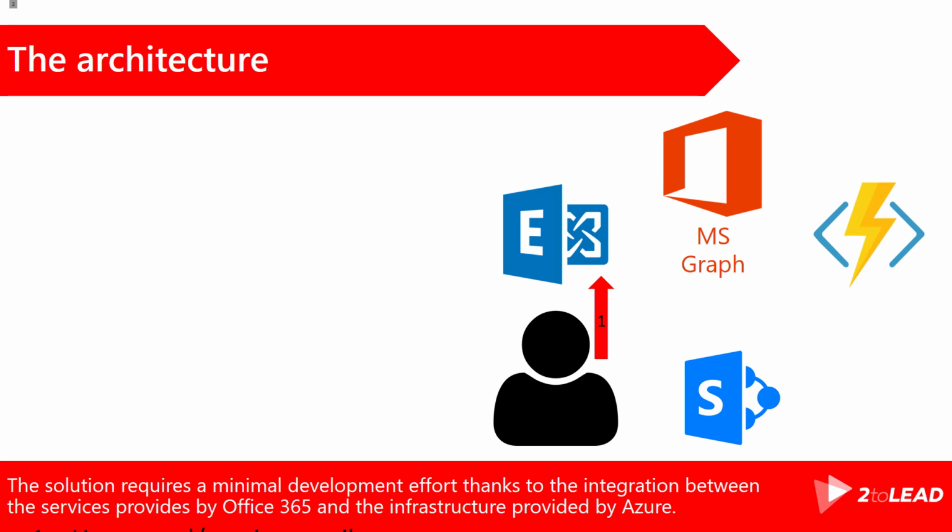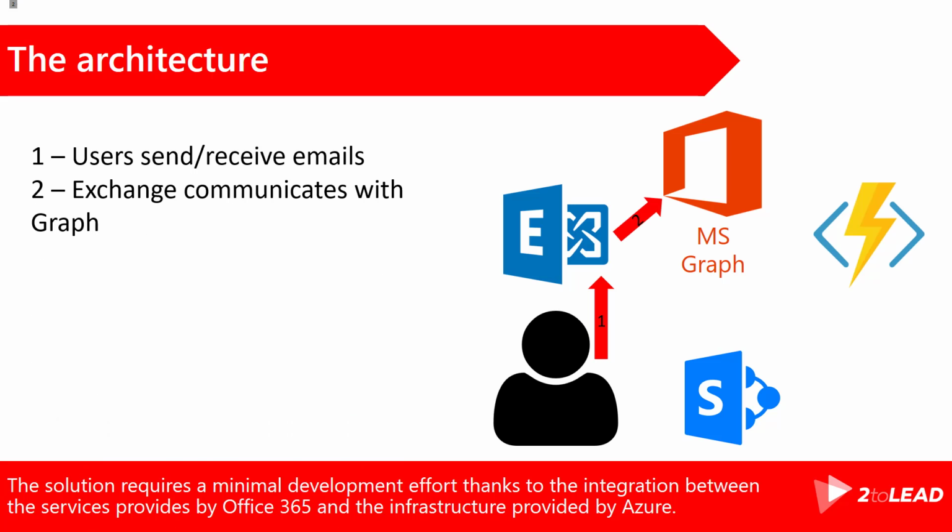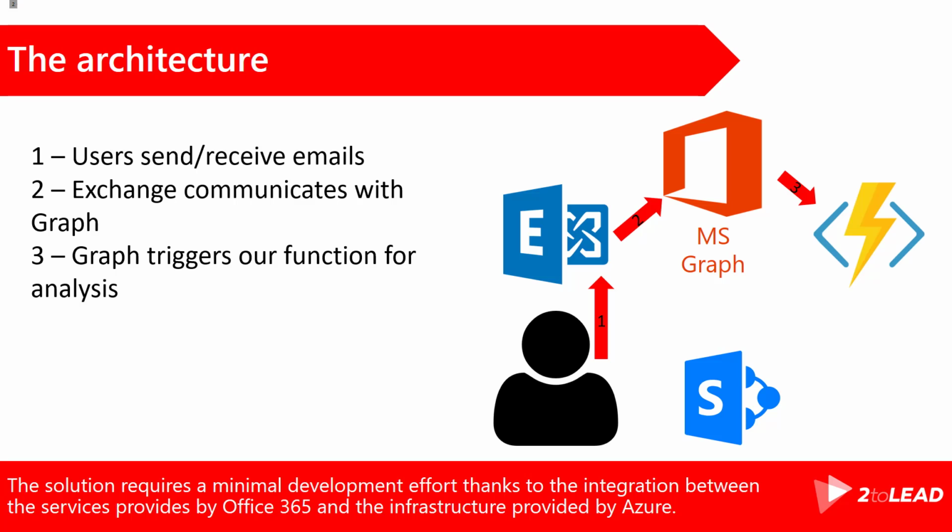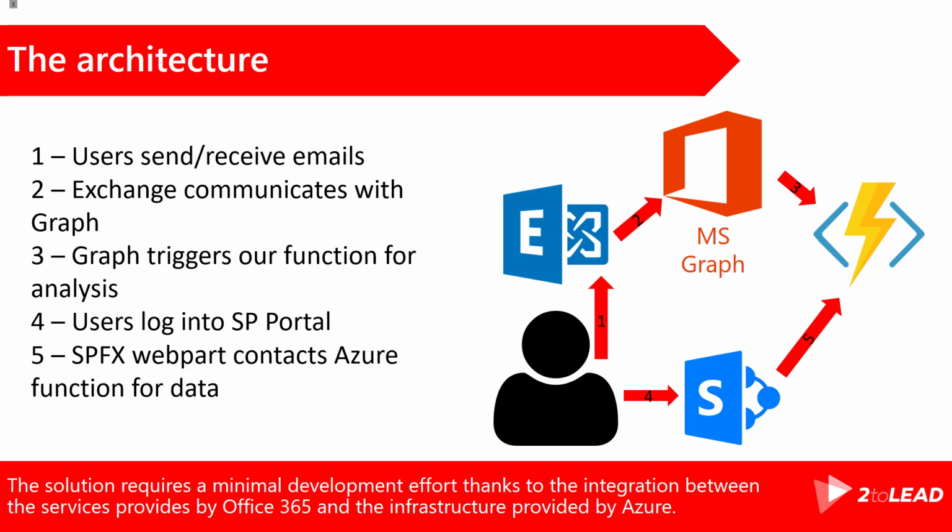So of course this is going to leverage different workloads. First, the Exchange one, right? The user is going to send and receive a bunch of emails. And second, the Microsoft Graph, because things are going to be happening in Exchange, that's going to reflect in the Microsoft Graph, and that's going to interact with Azure Functions. We're going to be using things like webhooks to trigger our functions and to go get the data and to process it. Once the user goes to the portal, they will display a SharePoint Framework web part, which is also going to talk to our Azure Functions to get the data and get the scoring data and so on and so forth.